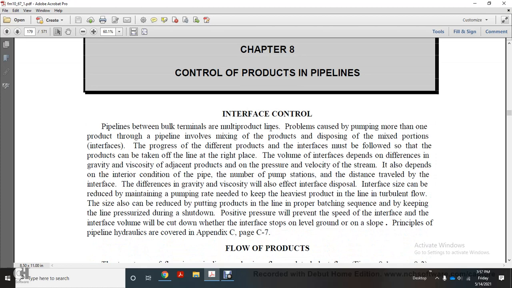Problems caused by pumping more than one product through the pipeline involve the mixing of the products. The mixed portion is the interface. Product with a different product with the interfaces must be valved so that the products can be taken off the line at the right place.